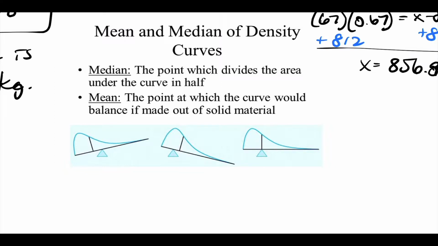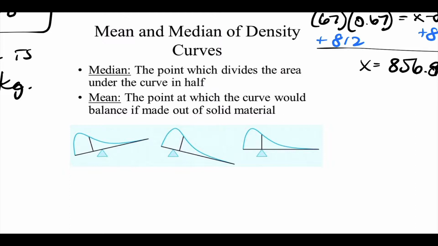Okay, so the mean and the median on density curves. We kind of talked about this before. Where are they located? Each of these curves is not symmetrical; they're all skewed. So if it's skewed, where is the median going to be? Where is the mean going to be? The median is at the point which divides the area in half, 50% and 50%. If it's symmetrical, it'll be in the middle, but if it's skewed, it won't.